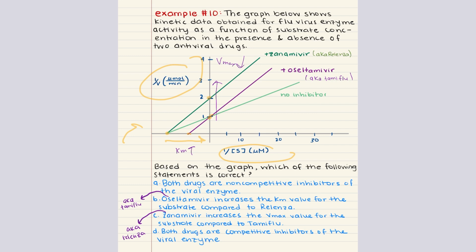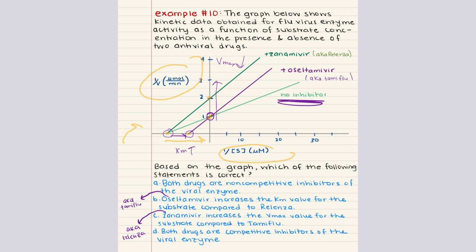So keeping that in mind, let's look at Tamiflu. Notice that the line intersects the y-axis at the same point as the uninhibited enzyme. That tells us that Vmax is unchanged. But its x-intercept is different. The x-intercept is shifted to the right, closer to 0. So Km has increased. This pattern is characteristic of competitive inhibition.